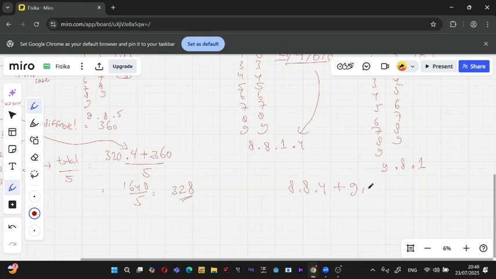So 8 times 8 times 4 plus 9 times 8. So you can group this by 8 times bracket 8 times 4 plus 9 bracket close. So 8 times 41, 328.